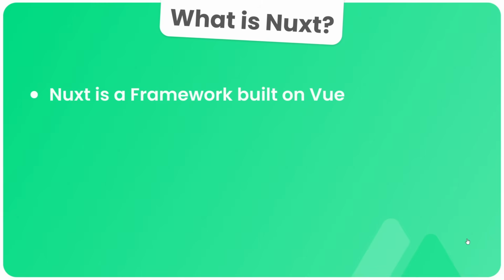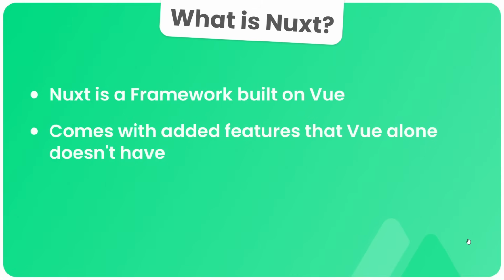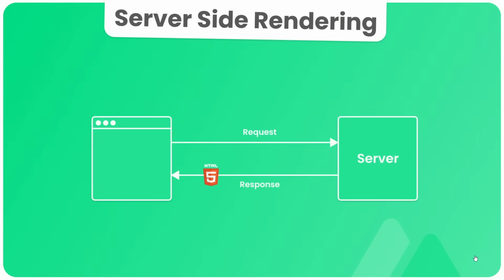Well, the way we build Nuxt apps with Vue is slightly different and some might say easier, and it comes with several advantages out of the box that Vue doesn't come with. The first one of those that I want to talk about is server-side rendering, or SSR for short. So typically, when we use Vue on its own to make an application, we make what's known as a single-page application, or an SPA for short.